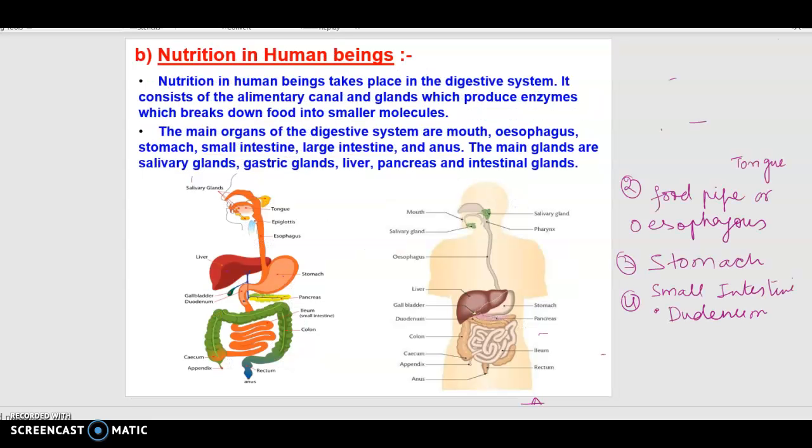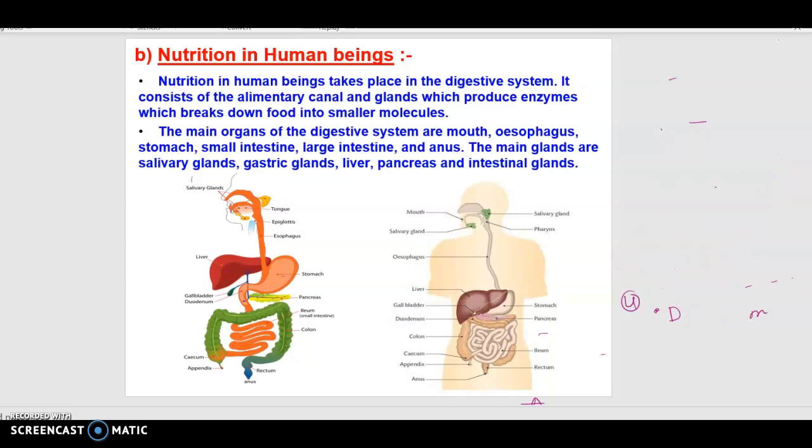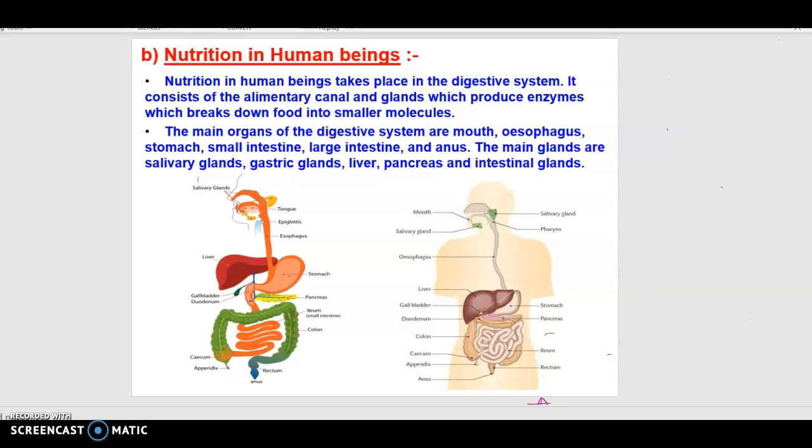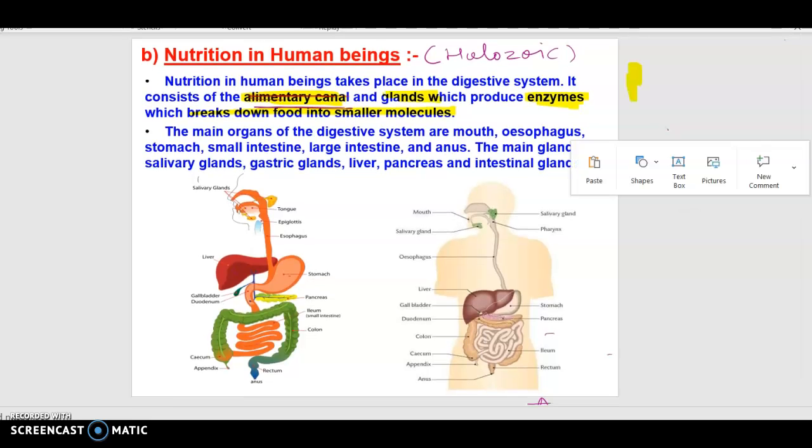Similarly, in case of human beings, we know that the same type of nutrition is there, which is holozoic in nature. Now here nutrition occurs in the digestive system and it consists of mainly two parts. One is the alimentary canal and another one is glands, which produce enzymes and which help in breakdown of food into smaller molecules. So normally when we have to study the digestive system, we first of all study about parts of the digestive system.